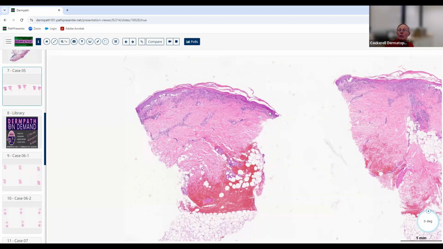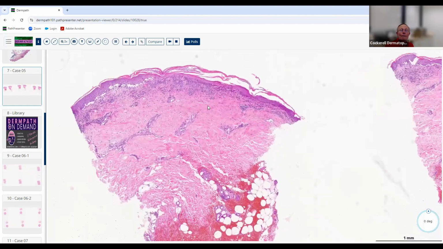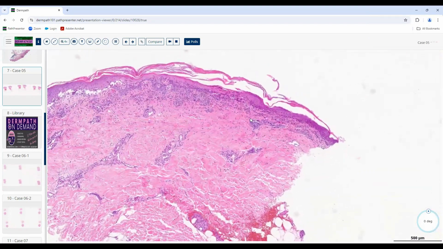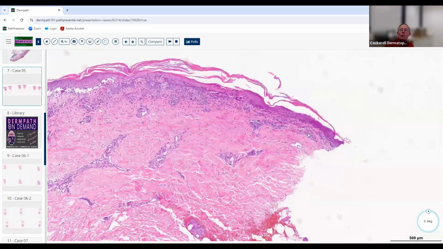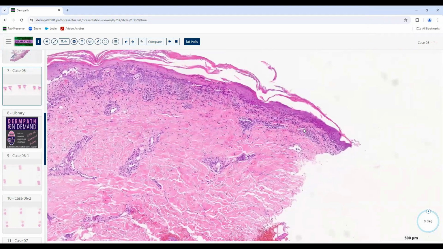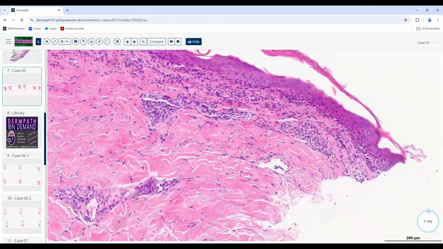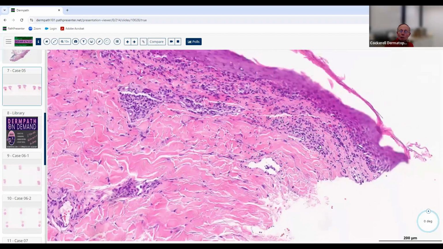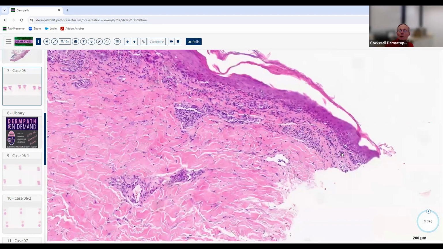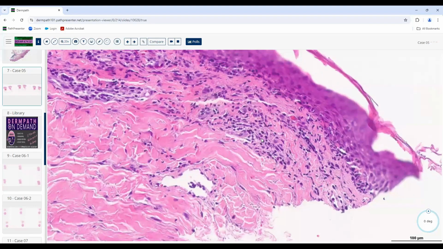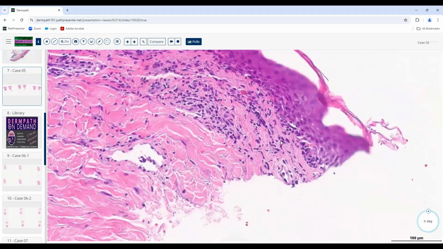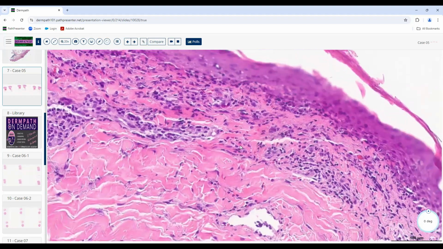Now, there's two types of interface, right? Like lichenoid kind. Lichenoid, and what's the other one? Vacuolar. Good, good. Vacuolar and lichenoid. And which of the two are we dealing with here? This almost looks, it kind of looks like it's in a lichenoid band.